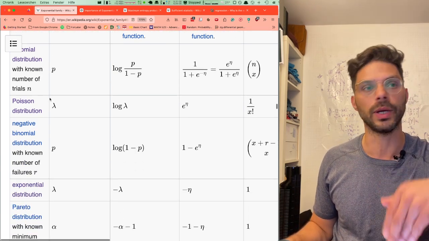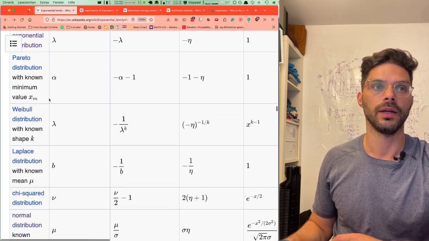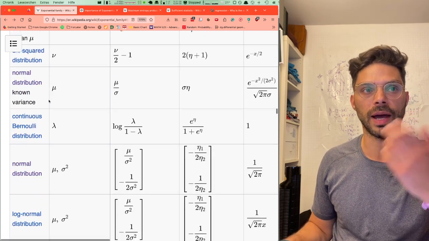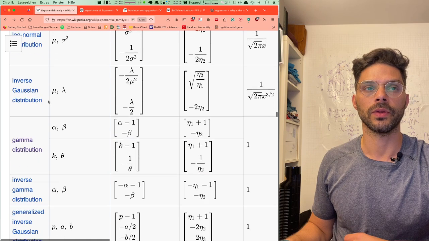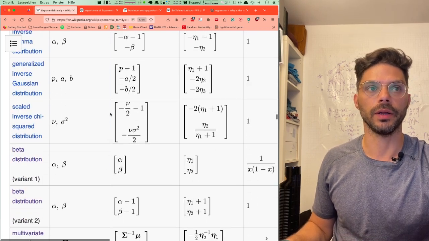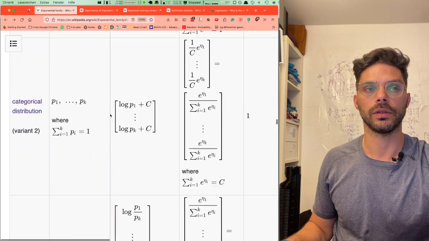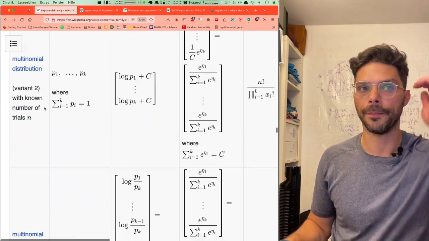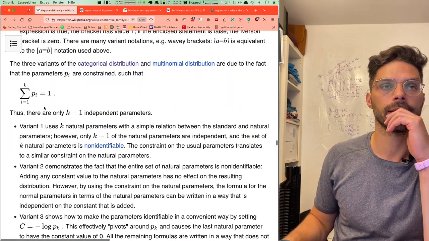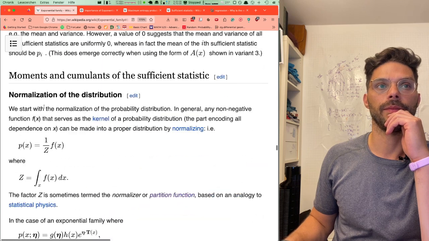But again, just re-emphasizing that point, there are so many distributions that are in this family. The gamma distribution, we've seen, beta distributions, so very useful. Okay, so scrolling.